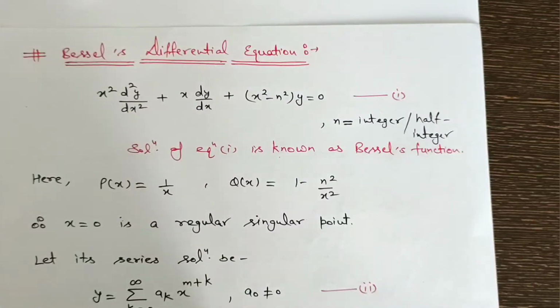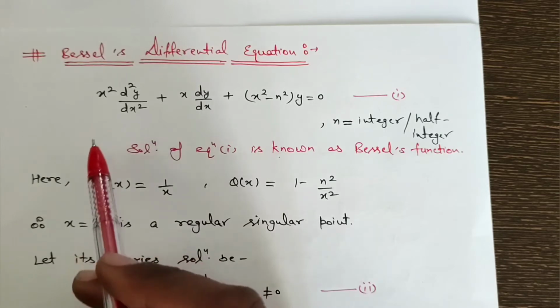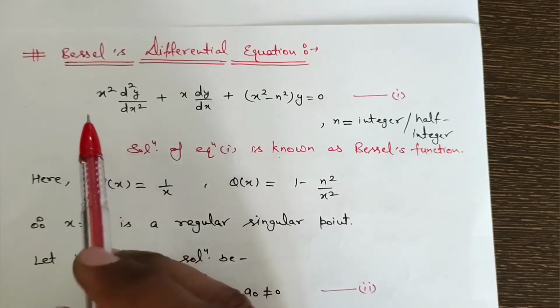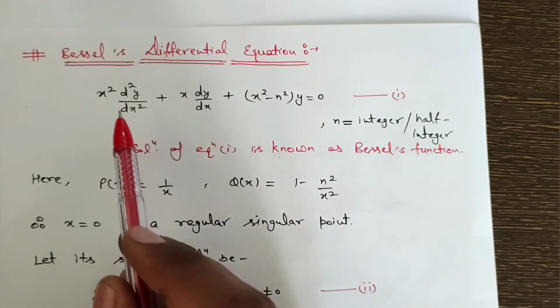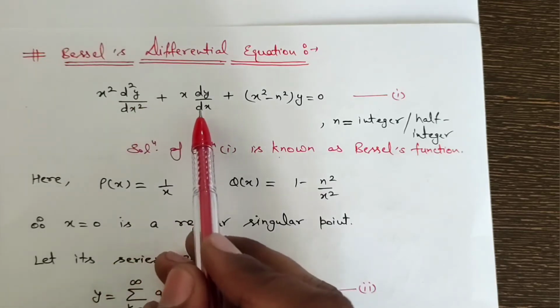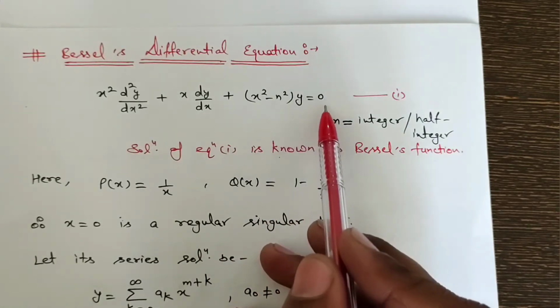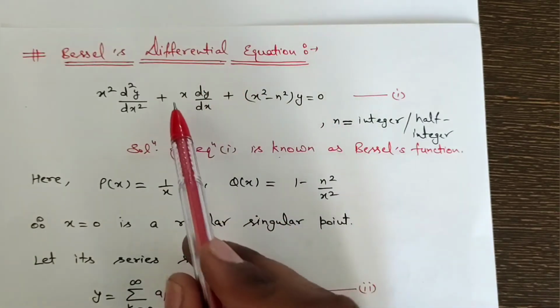Hello everyone. In this video we will discuss the Bessel differential equation and its corresponding solution. The Bessel differential equation is of this form: x squared d squared y by dx squared plus x dy by dx plus (x squared minus n squared) y equals 0. This is the form of the Bessel differential equation.